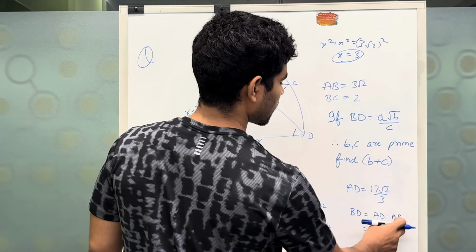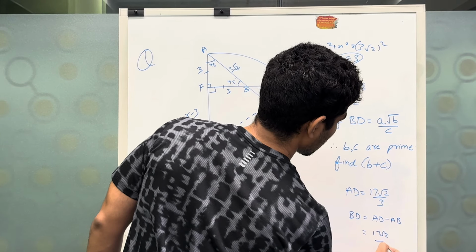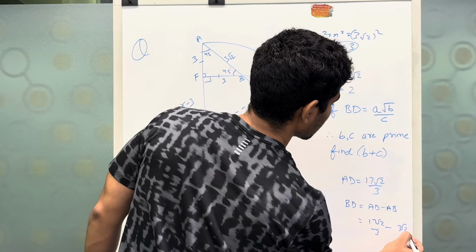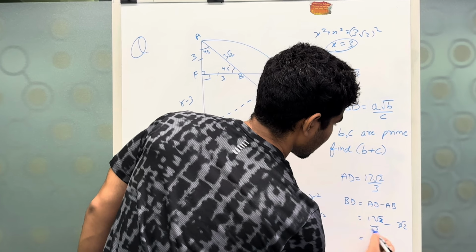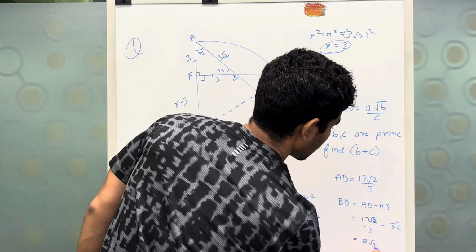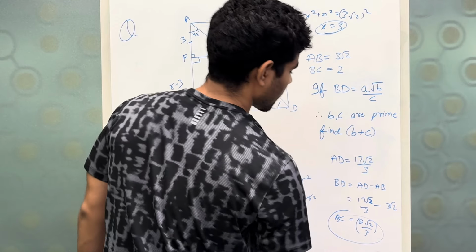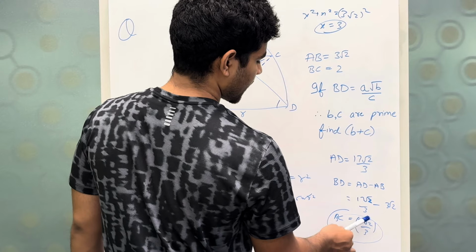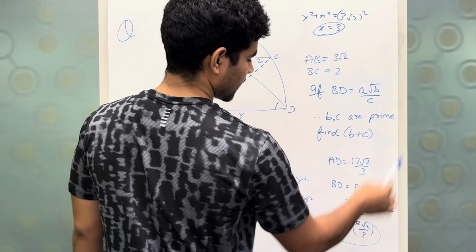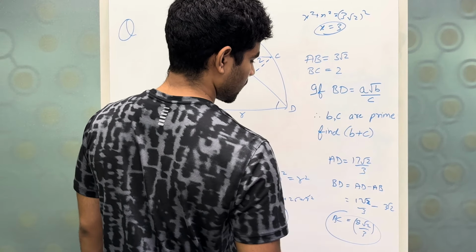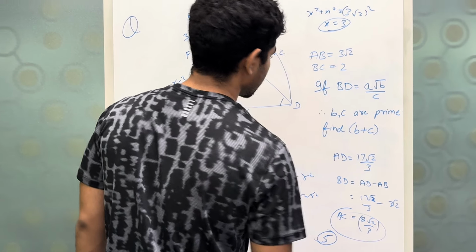Also we know both the values, so putting both the values in this equation, 17 root 2 upon 3 minus 3 root 2, sorry for my writing skill, it will be 8 root 2 by 3. Also this is the simplest form, where comparing this 8 root 2 upon 3 to a root b by c, we can tell that b and c, which are 2 and 3, are prime. So the value of b plus c will be 5. Hence this will be the answer. Thank you.